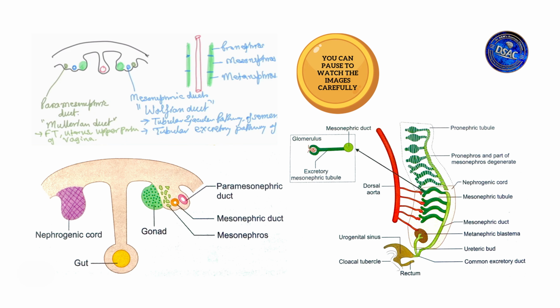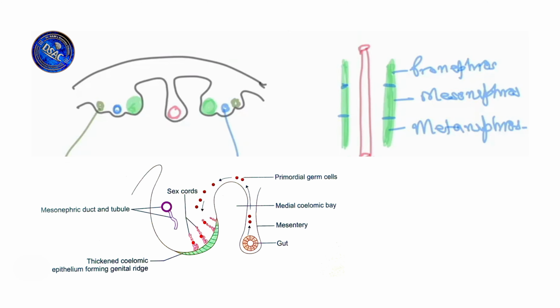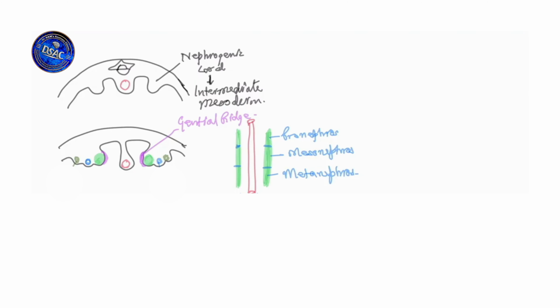So now we'll be talking about the nephrogenic cord. This epithelium you're seeing on the medial side of the nephrogenic cord, this portion, I've drawn it in pink color. This is going to develop into a genital ridge. Now let's zoom in on the image of one side.